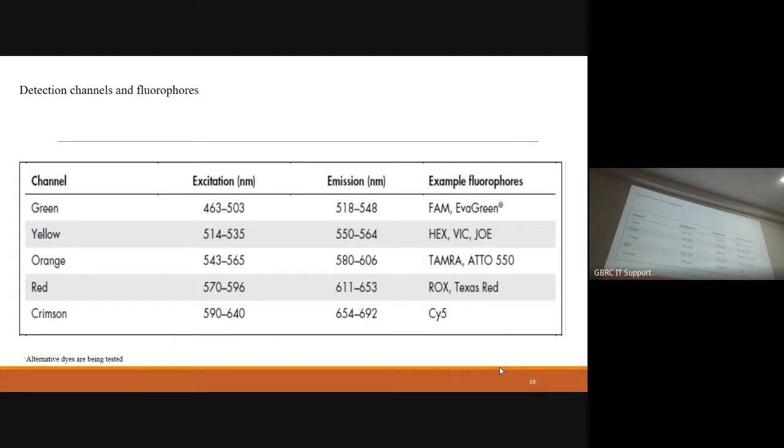So this QIAGEN digital PCR instrument comes in two ways. The first is 2-channel based and the second one is 5-channel based. We have the 5-channel one here. So what is the advantage? You can multiplex the targets. Suppose this is a filter. So this is the excitation and emission wavelength they have mentioned. This is the example fluorophore. From there you can choose.